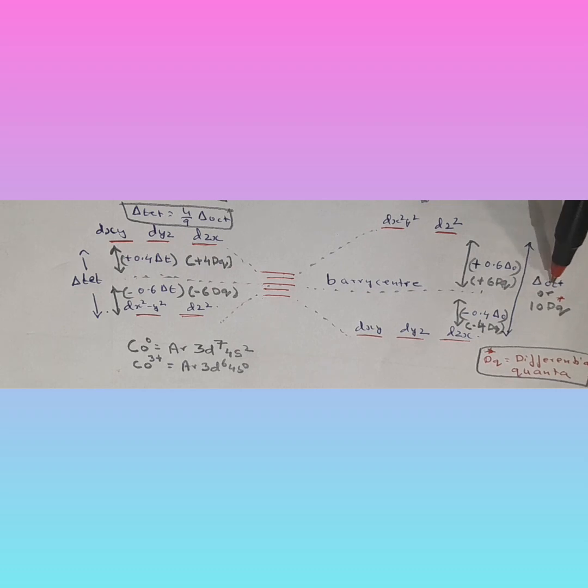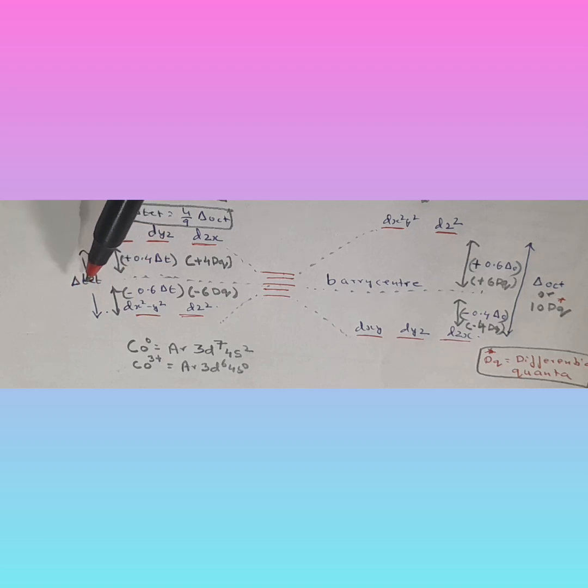Okay, let's get into the energy part now. Here the separation between the two levels, that is the EG and T2G levels, is represented by Δo, or 10 Dq. And here it is represented by Δt, or this also can be represented as 10 Dq. In either case we call it 10 Dq.